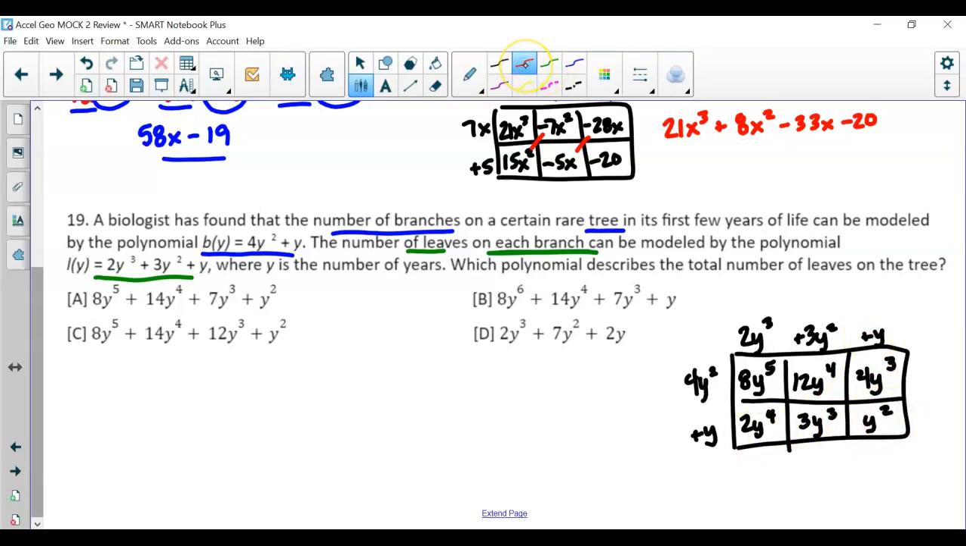So now in combining like terms, I have 8y to the 5th. Then combining like terms, 14y to the 4th. Then here, combining 7y cubed plus y squared. That's why the answer is A.